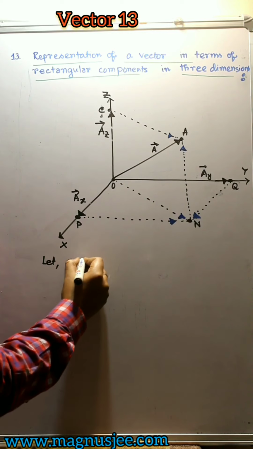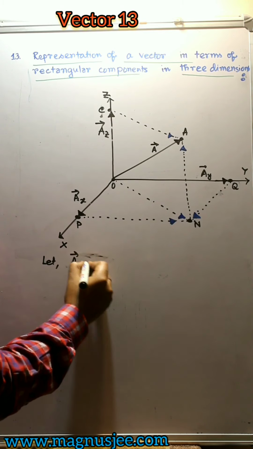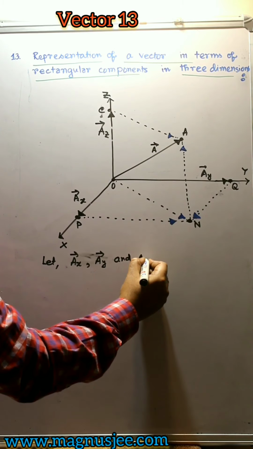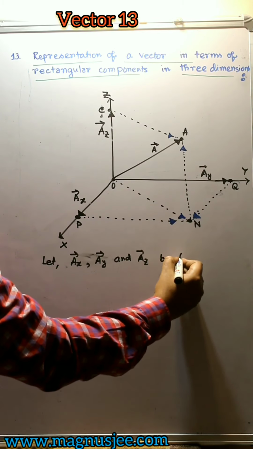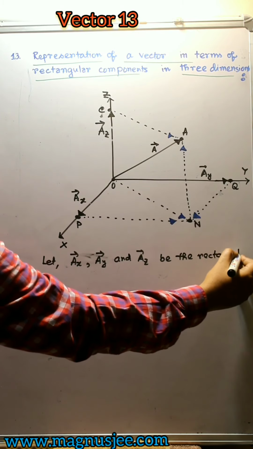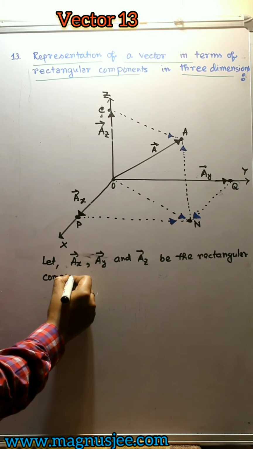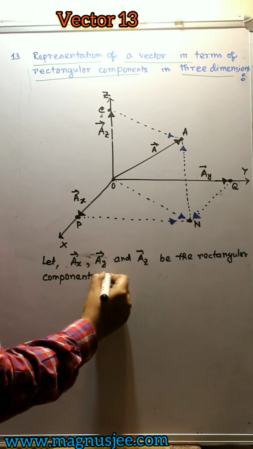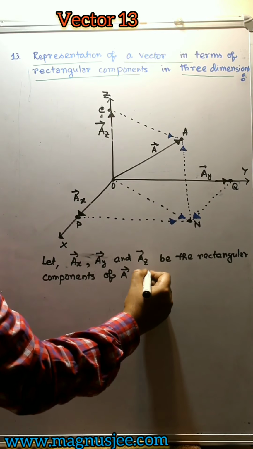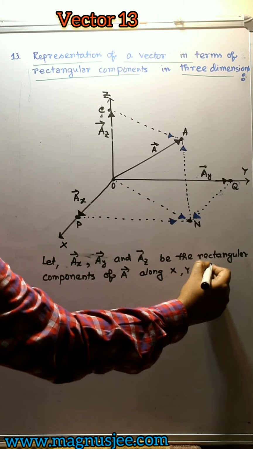Let vector AX, vector AY and vector AZ be the rectangular components of vector A along the x, y and z axis respectively.